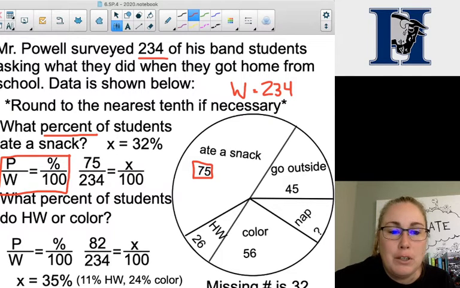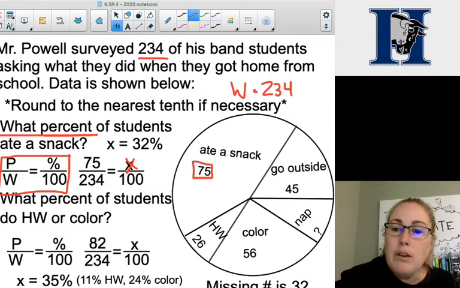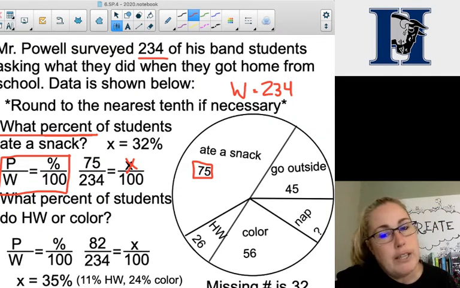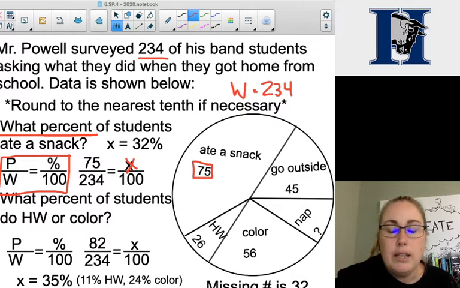So, part over whole. 75 students out of 234 ate a snack. So 75 is my part, and 234 is my whole. That's the total number of students. Equals X. We want to know the percent. It's asking what percent of students. So X is the percent over 100. Once you get this written down, cross multiply, simplify, solve for X, you got it. And the answer should give you 32%.